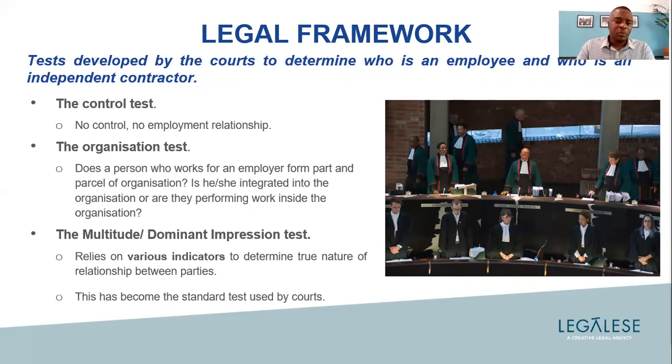That being said, we now move on to the current test that is used as a standard test to determine who an employee is as opposed to an independent contractor. And this is the dominant impression test. The dominant impression test puts together various indicators in order to determine the true nature of the relationship between the parties. If you look at it closely, you'll find that it also encompasses certain aspects of the control test as well as the organization test.